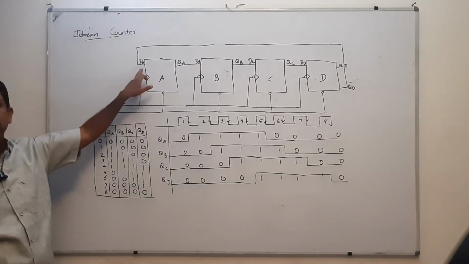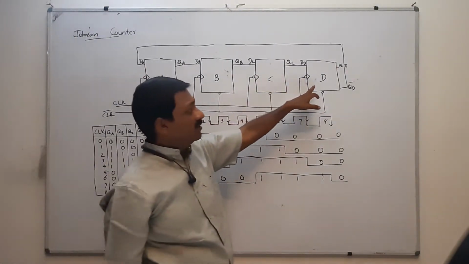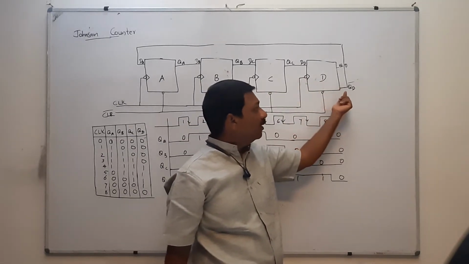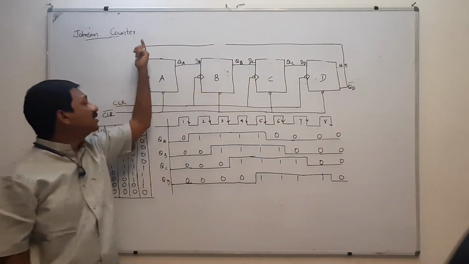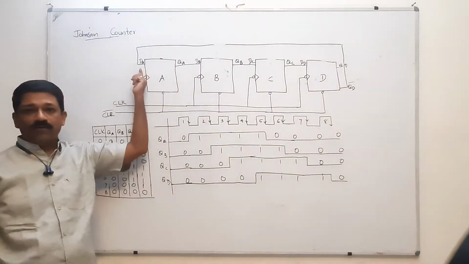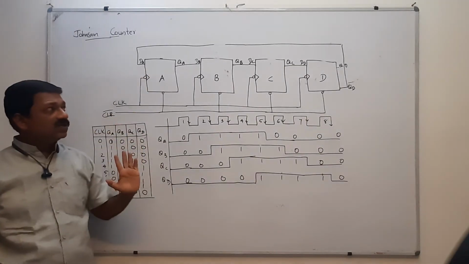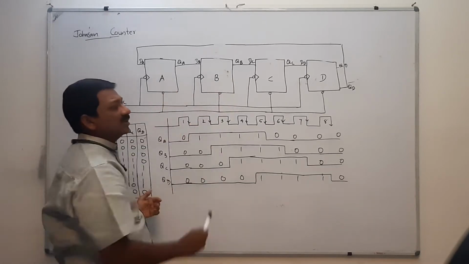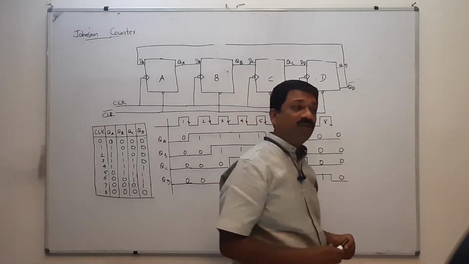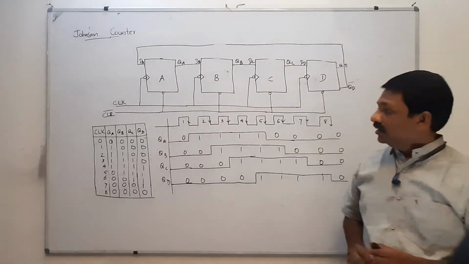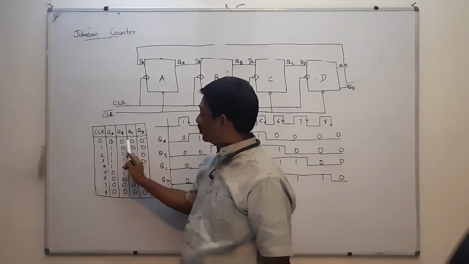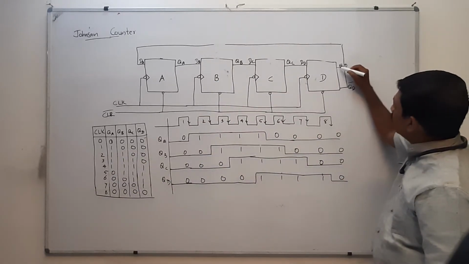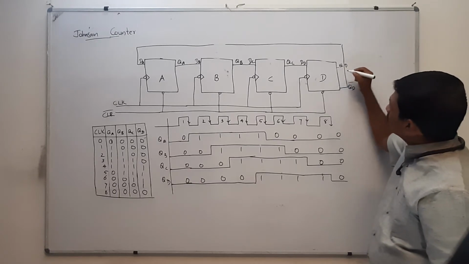Here, the complement of the output of the last flip-flop, QD bar, is taken, and that is given as the D input of the first flip-flop. Okay, this is the Johnson counter, and initially, as you know, the Johnson counter has A, B, C, D, and the content of all the flip-flops are zeros. That is why here we have 0, 0, 0, 0, and the output of this is 0.